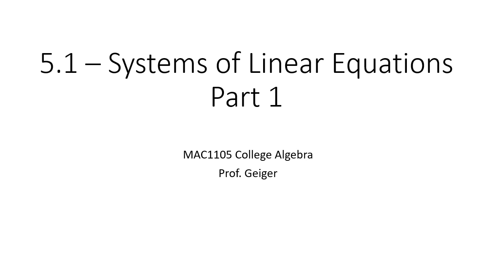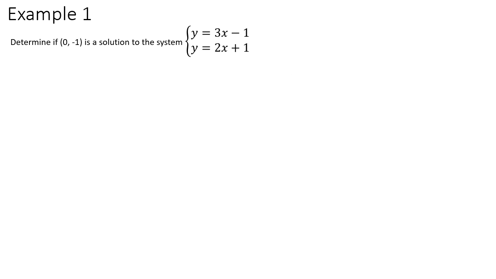5.1 Systems of Linear Equations. Example 1. Determine if the ordered pair (0, -1) is a solution to the system.